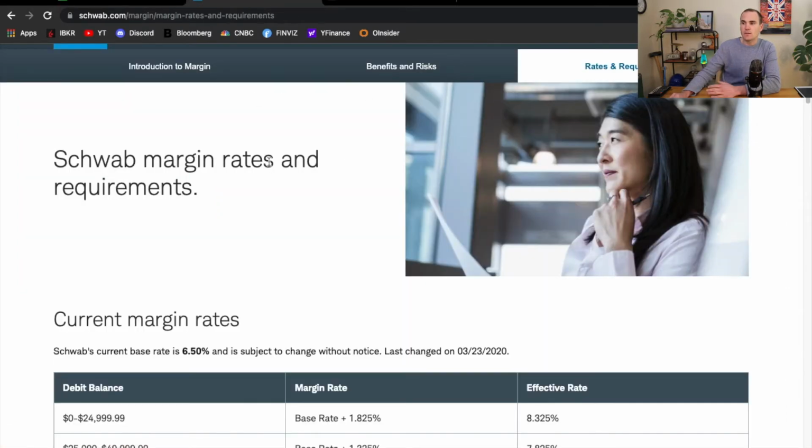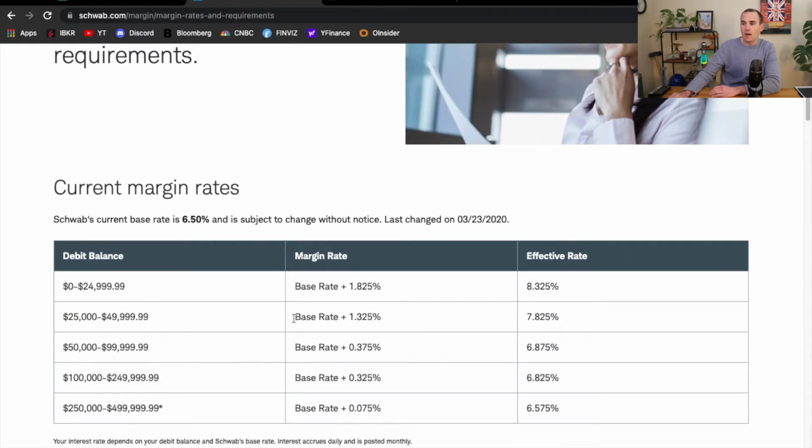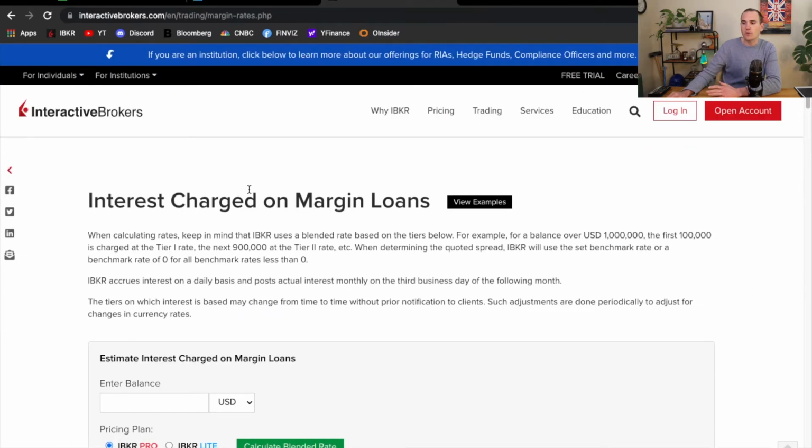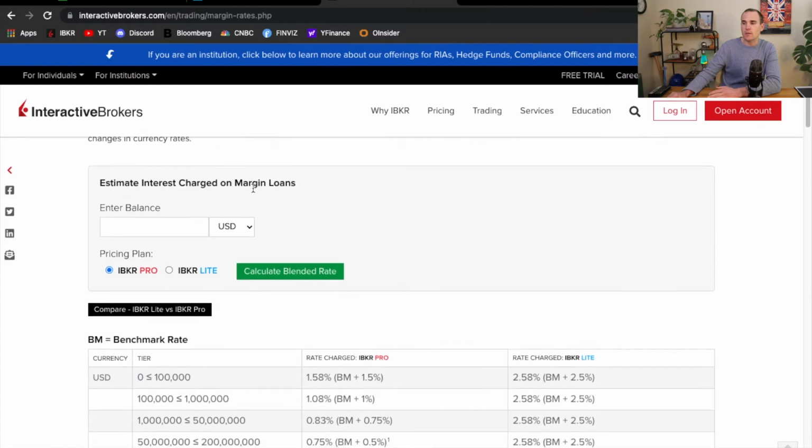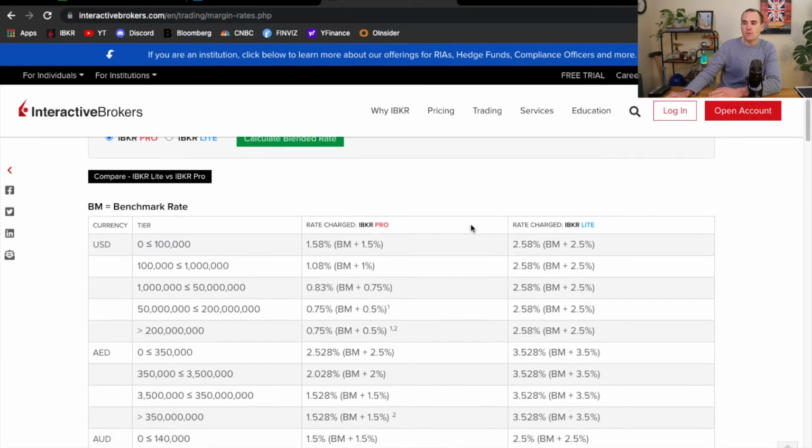Jumping to Schwab, similar margin rate here, breakdown. Again, that's going to cost you around 8%. Now, Interactive Brokers is a unique broker in the fact that their margin rates are substantially lower than peers. So the rate that they charge for anything less than $100,000 is about 1.5%. So when you think about that money that you borrow, can you do better than 1.5% by investing it in stocks? It's possible you could, but those stocks could also go down.